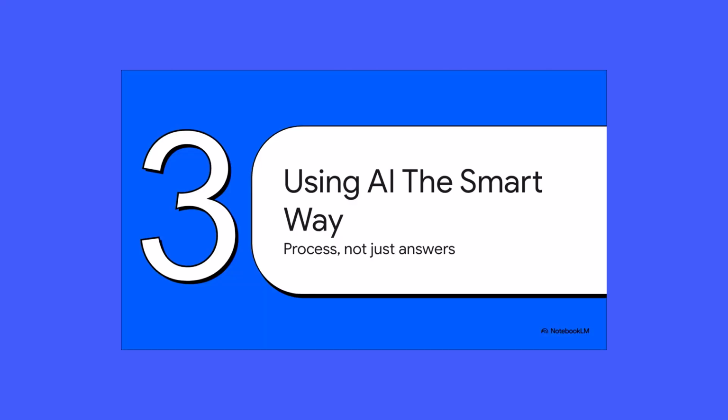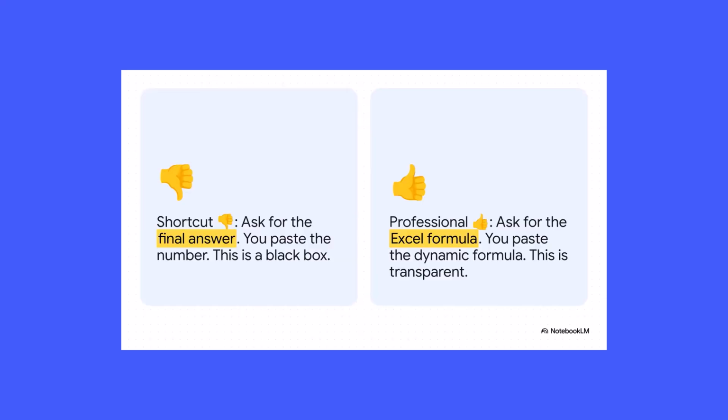You're saying, but I'm just using my AI assistant to get the answer fast. And look, that's awesome. AI is a powerful tool, but you've got to use it the smart way, not the shortcut way. It all comes down to what you ask it. The bad way? You ask, what's my total profit? The AI spits out a number, you copy-paste it, boom, black box.